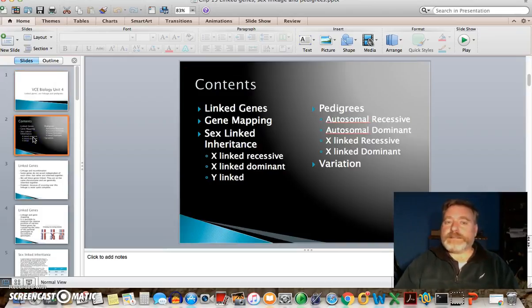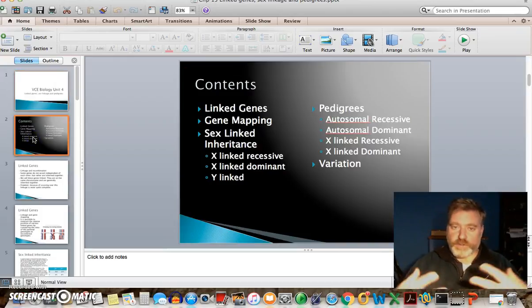So, linked genes: genes occurring on the same chromosome are described as being linked. Looking at gene mapping, the idea of sex-linked inheritance, and then pedigrees. A couple of years ago I made a whole lot of little podcasts about each of the pedigree types. I'll find those and upload them as well, so you can make use of them as often as you like.